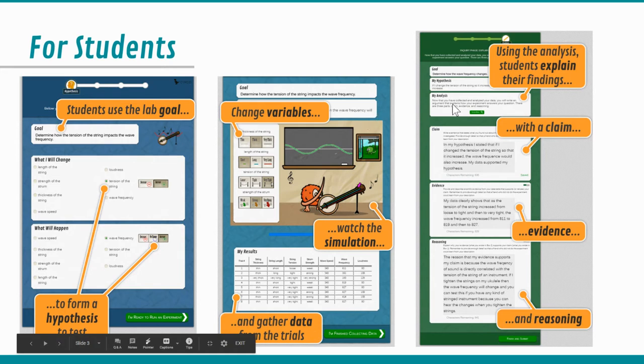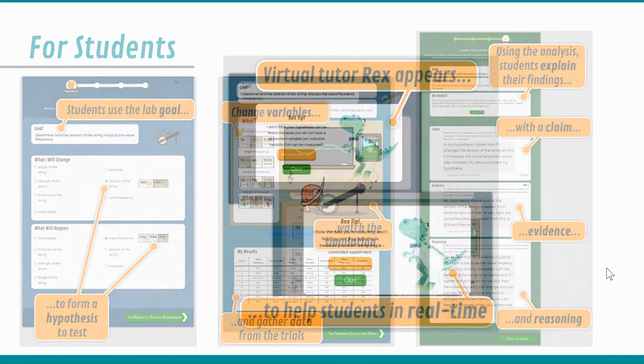And then they're going to analyze that data. And then finally, they're going to come here and they're going to use that analysis to explain their findings in a claim evidence reasoning format. And this is scored for the majority of our labs.